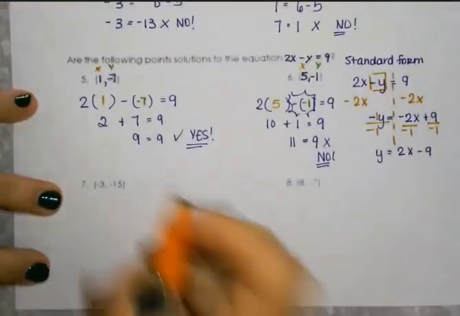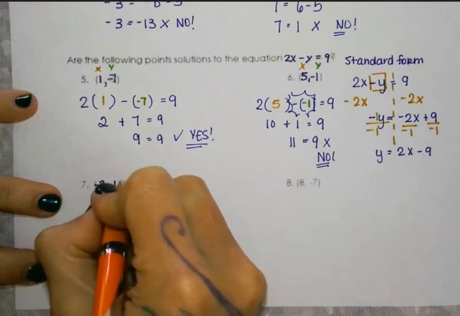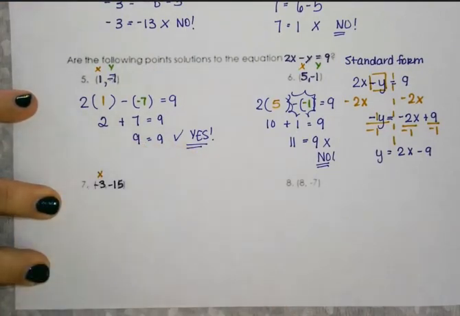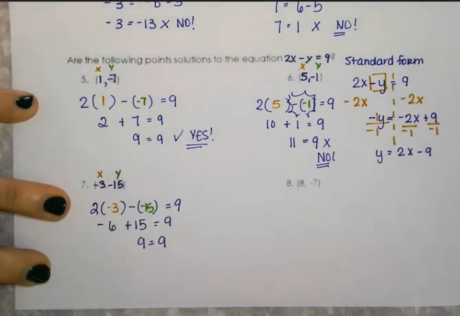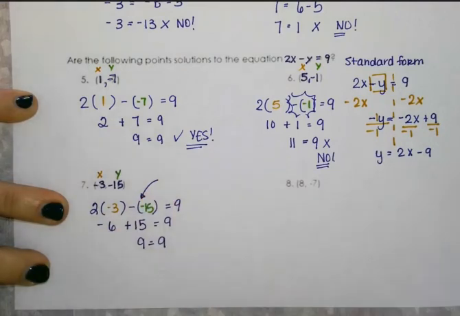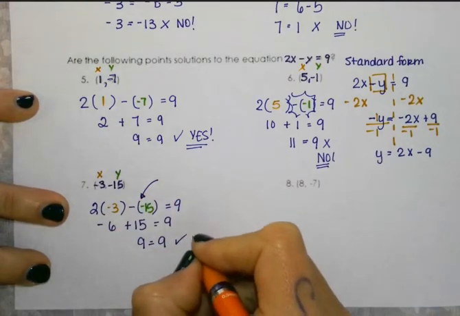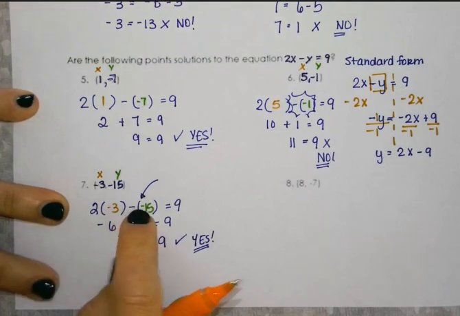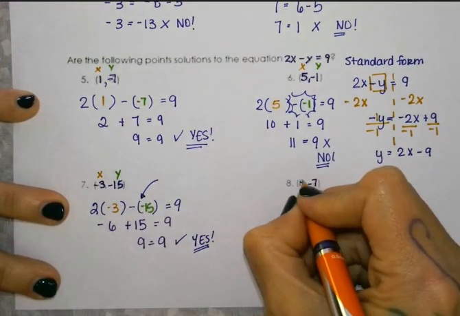Couple more. So we got (-3, -15). We have our x and our y. Get after it and let me know what you find. All right, so we did end up with 9, 9. Again, lots of these are negative, negative. But it does give us 9, 9. So yes, this is where they think you're going to mess up. That's why we have tons of this practice, okay?